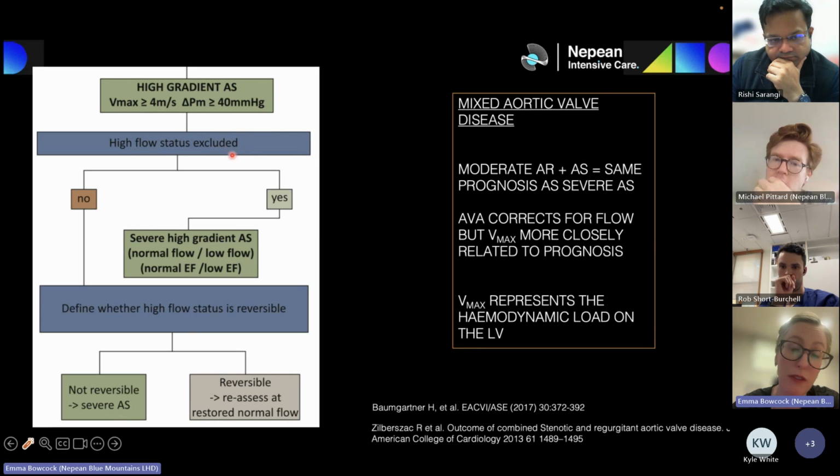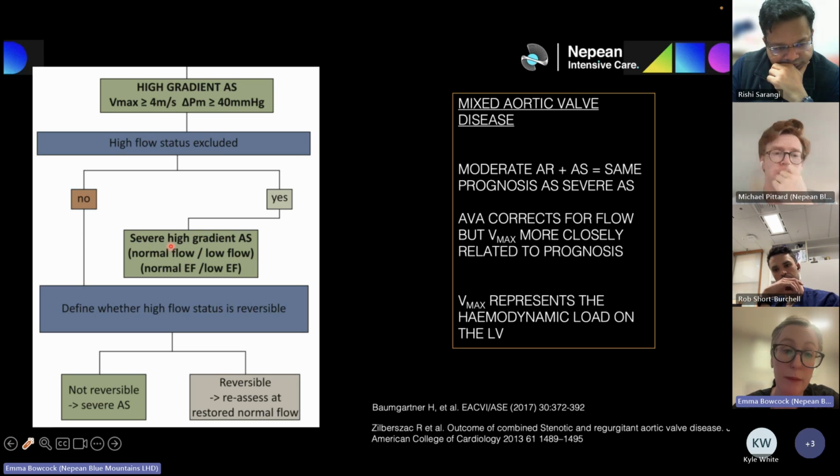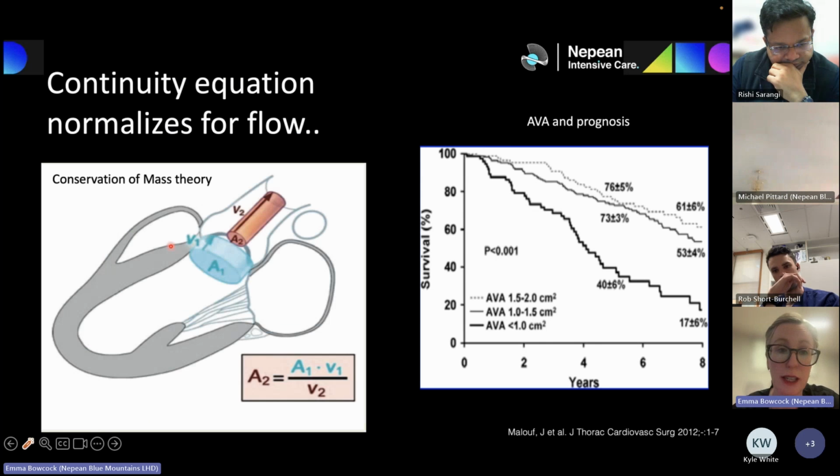Yeah, and I mean, if you haven't got a high flow state, so you've excluded the high flow state, then they've just got normal severe high gradient aortic stenosis. And we'll talk through some of the different special circumstances with that.